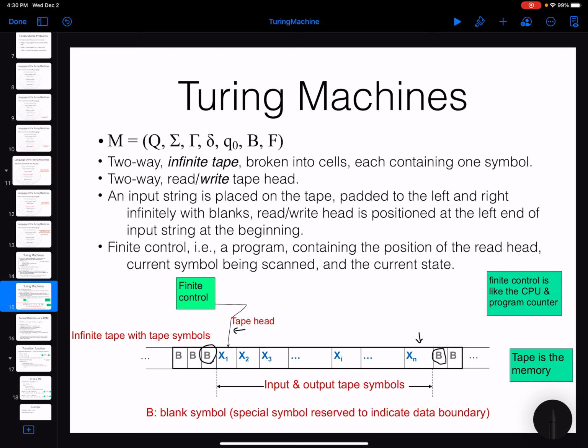So not only can you read and write on the tape and go to the left and right, you can read the input more than once. You can go over the input to the left and right. It's not like the push-down automata or a finite state machine, where you can only read the input once. Here you can read the input as many times as you want.